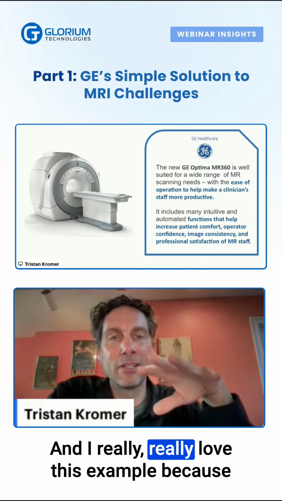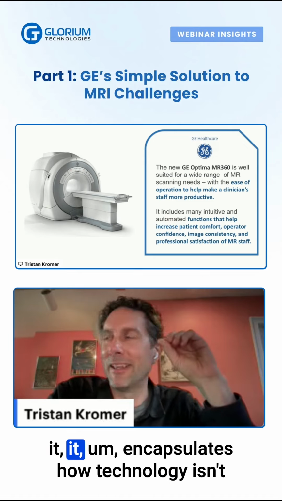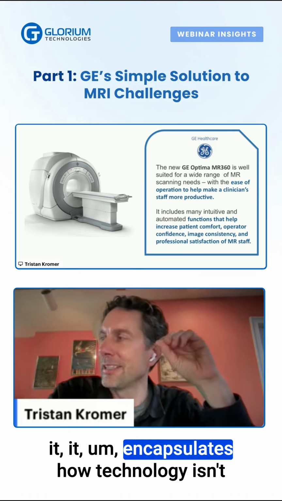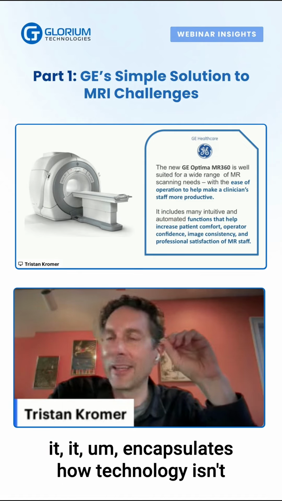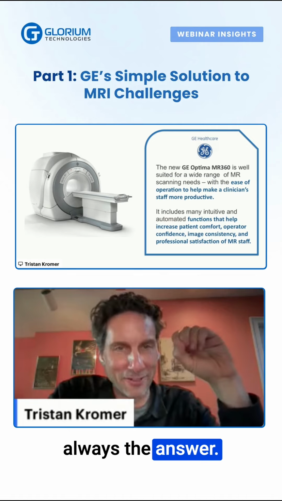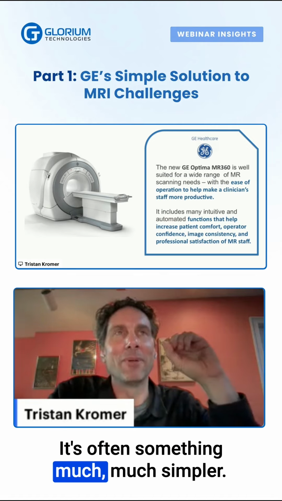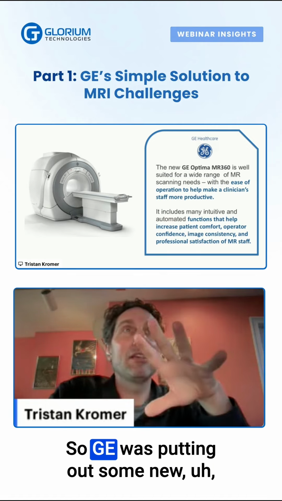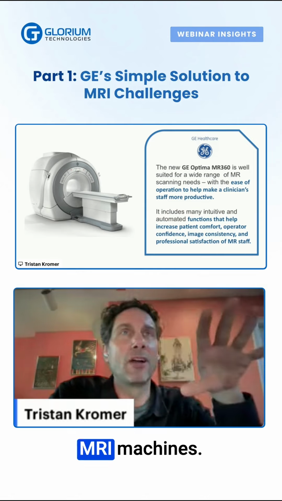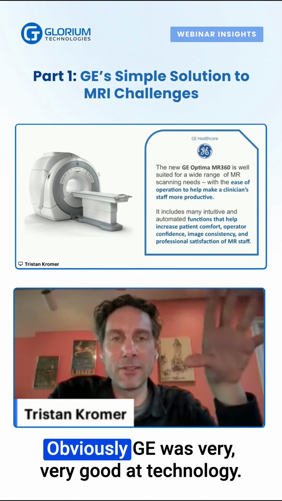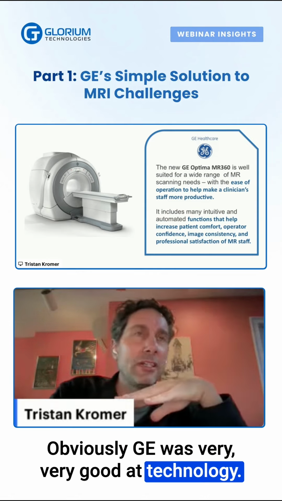And I really, really love this example because it encapsulates how technology isn't always the answer. It's often something much, much simpler. So GE was putting out some new MRI machines. Obviously, GE was very, very good at technology.